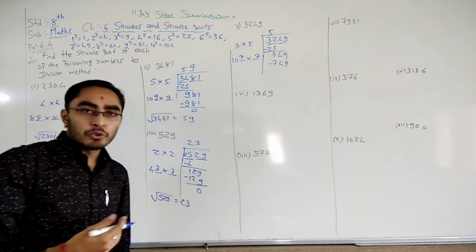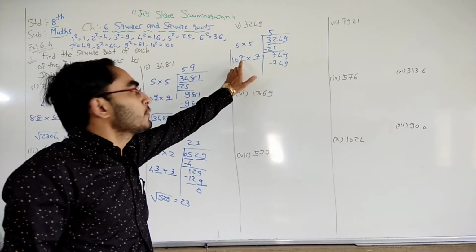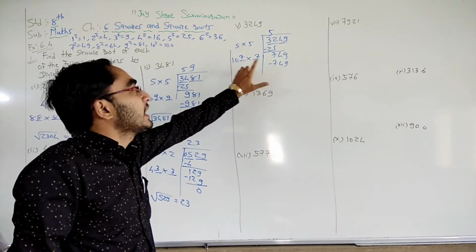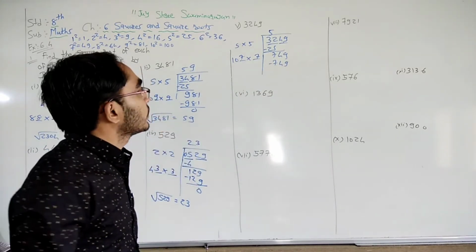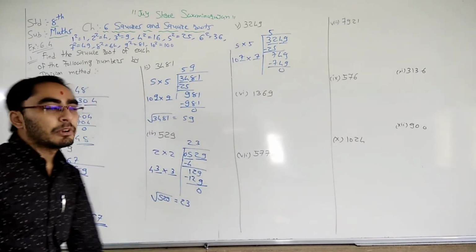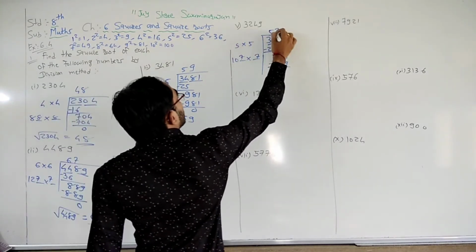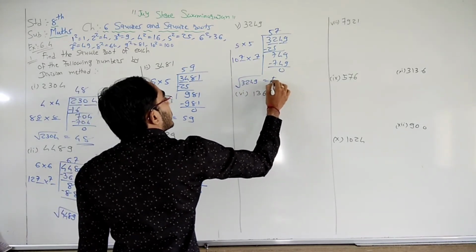And if you don't know the answer directly, then you need to try out some numbers. Okay, first of all try out 5. If you think that this answer is less than this, then increase your number, otherwise decrease your number. Okay, now here we get the remainder 0, so that 7 we need to put here as well. So the square root of 3249 is 57.